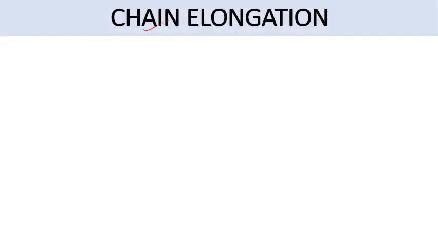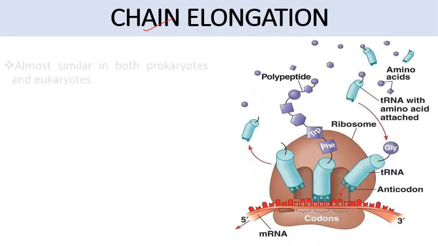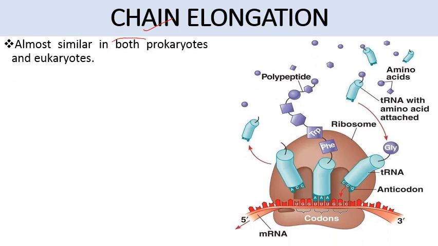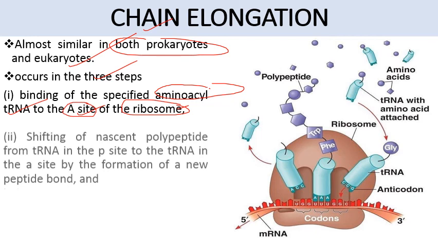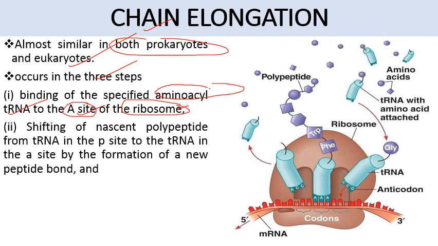Then the next step is chain elongation, which is the second step in the translation process. It is almost similar in both prokaryotes and eukaryotes. It occurs in 3 steps. First is binding of the specified aminoacyl tRNA to the A site of the ribosome. The aminoacyl tRNA, which is also called charged tRNA, will bind at the A site on the ribosome. Then the second step is shifting of the nascent polypeptide. The polypeptide will shift from the tRNA in the P site to the tRNA in the A site by the formation of a new peptide bond.